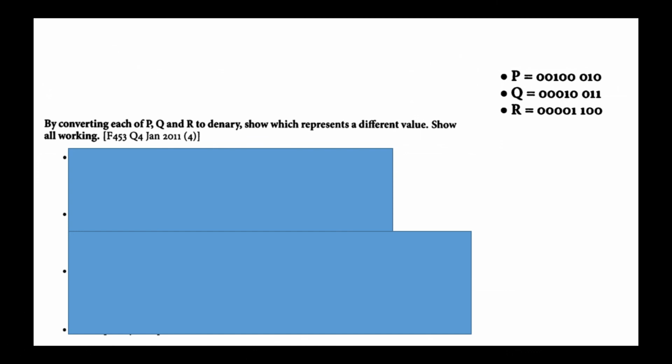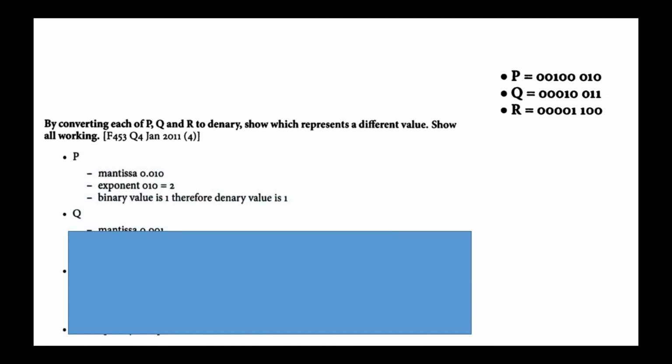So here we go. P, the mantissa is 0.010. So the, where am I? So the dot needs to be put there. Then the exponent, you just leave it the same, so let's convert it as is, as the point is there, so it's 0.1.